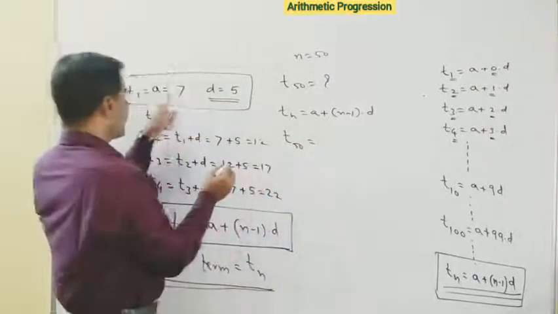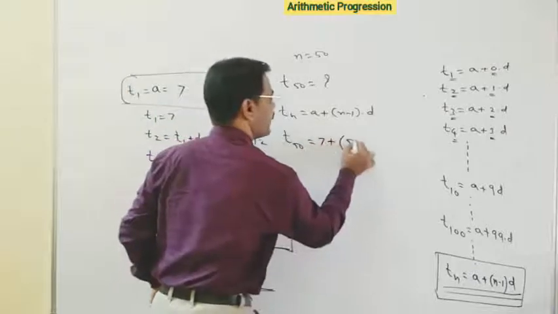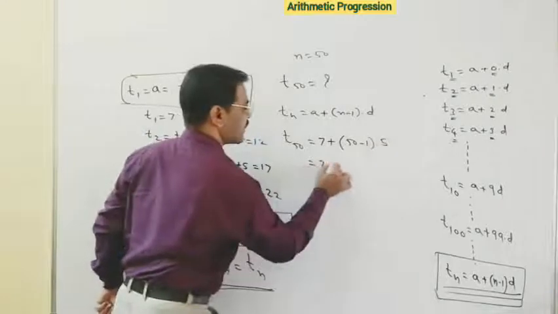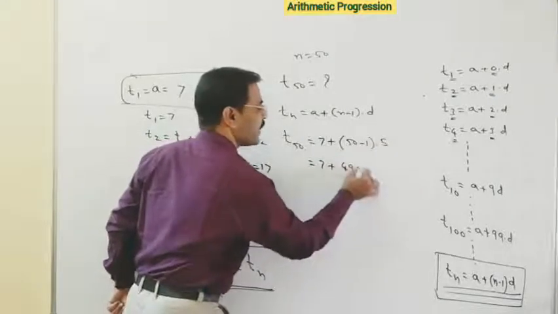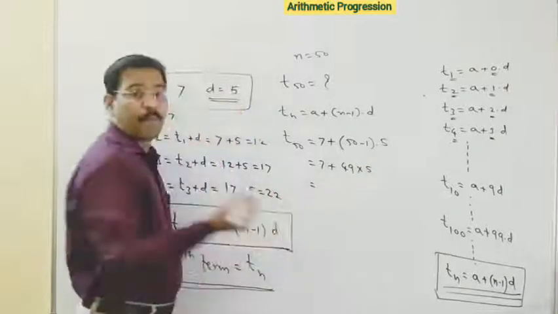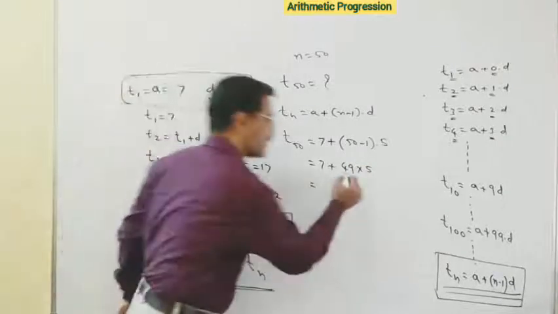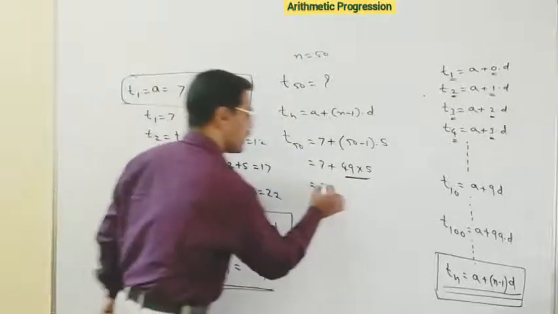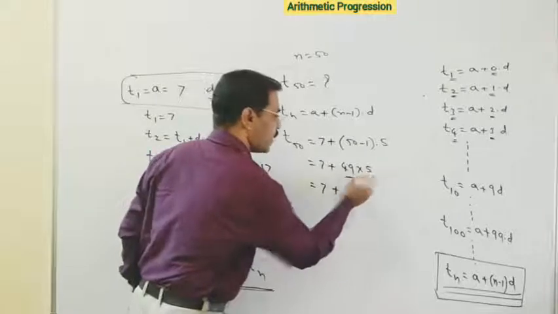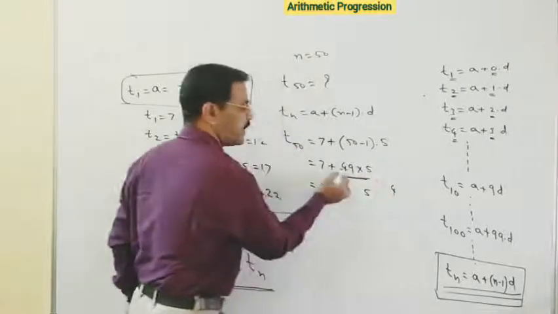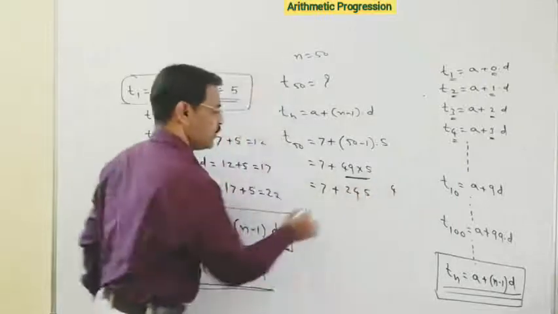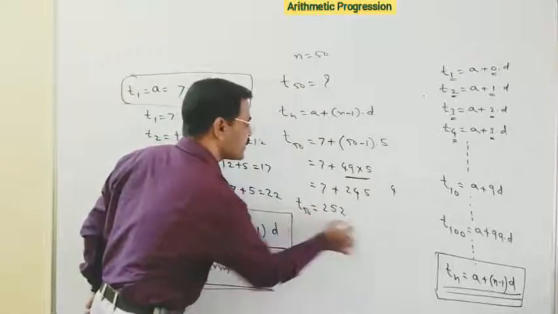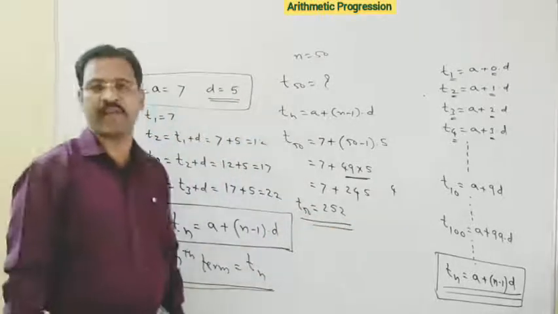A we know here is 7, plus 50 minus 1, D here is 5. Now try to simplify. 7 plus 50 minus 1, it is 49 into 5. As your basic mathematics tells us, BODMAS, multiplication operation comes first. So 7 plus 49 fives are, 5 nines are 45, 5 fours are 20, 20 plus 4, 24. So in this way we can write it as 252, which is the 50th term. Like this we can find.